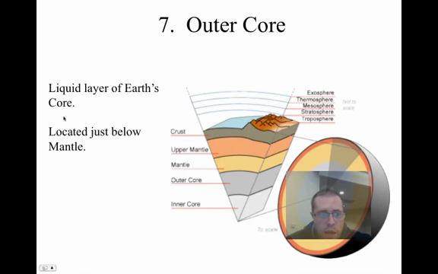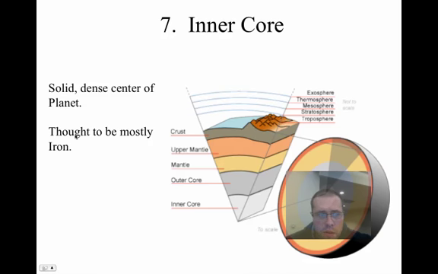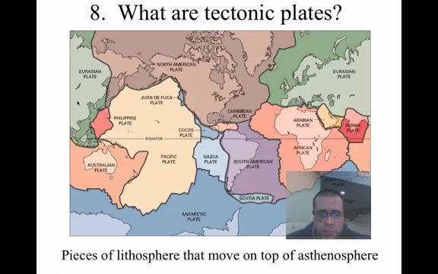And then we have the outer core, liquid layer of Earth's core located just below the mantle. And then finally the inner core, thought to be mostly iron. It's very, very dense under a lot of pressure. This is where Earth gets much of its heat. Solid, dense center of the planet.